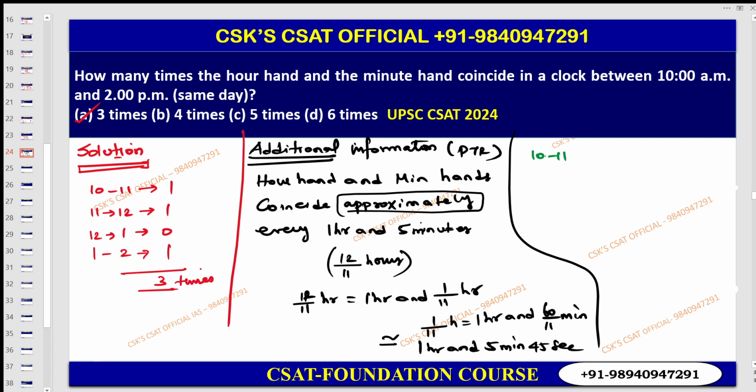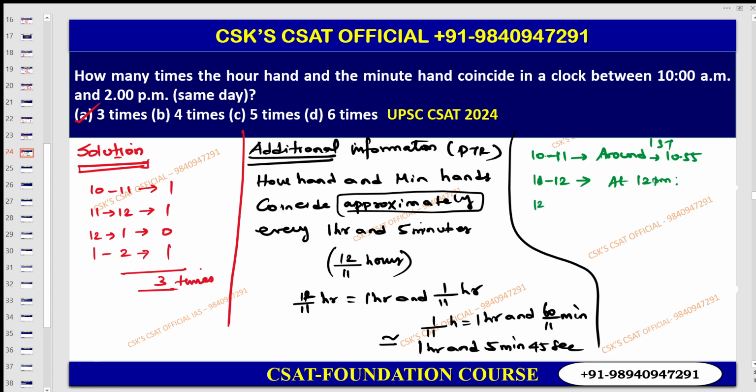So if you see this one, 10 and 11, if you see this one coincide, around 10:55. This is also very important data. If it is around 10:55, this is the first time. Then from 11 o'clock to 12 o'clock, exactly at 12 o'clock, right? So this is the second time.